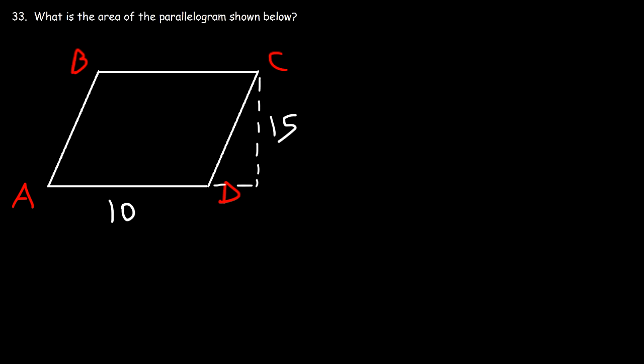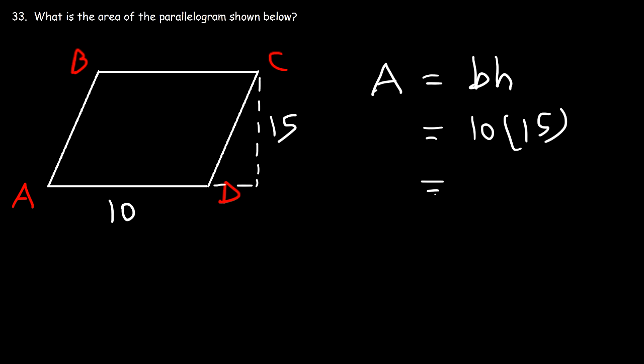33. What is the area of the parallelogram shown below? Now, this problem is not that bad. You simply need to know this equation. The area of a parallelogram is just the base times the height. So the base is 10, the height is 15. So it's 10 times 15, which is 150 square units. And so that's a simple way to calculate the area of a parallelogram.